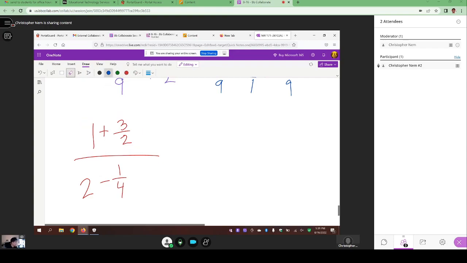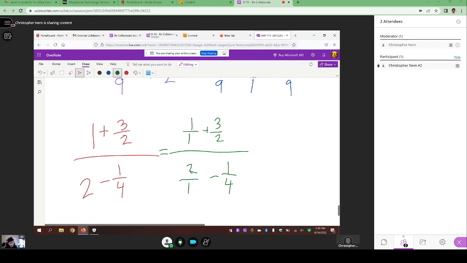So if I calculate the top, 1 plus 3/2. Well, 1 can be represented as a fraction or a rational number as 1 over 1. So let's write that down. We can write this as 1 over 1 plus 3 over 2, divided by, well, 2 can be represented as 2 over 1, subtracted by 1 over 4.